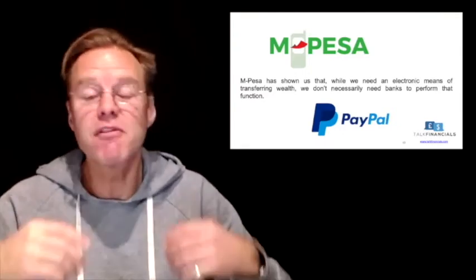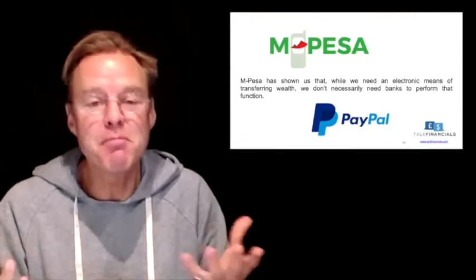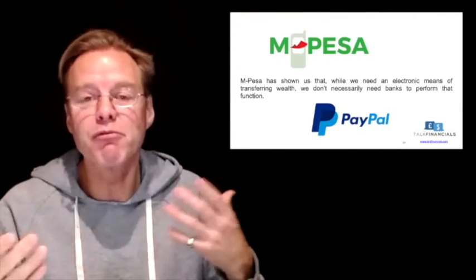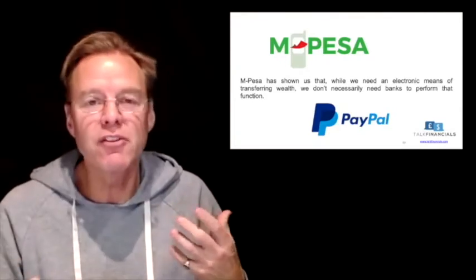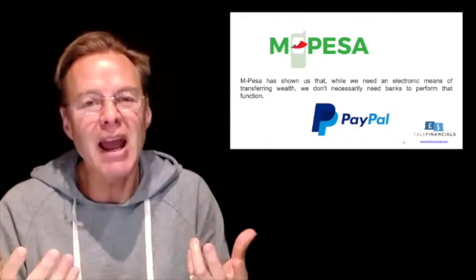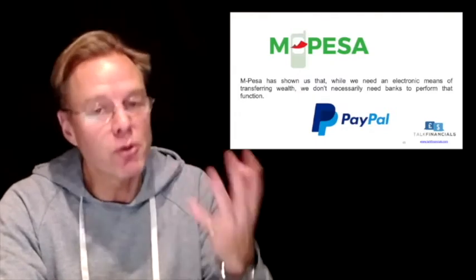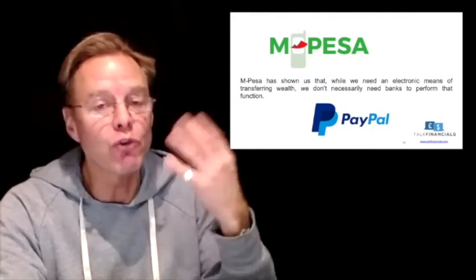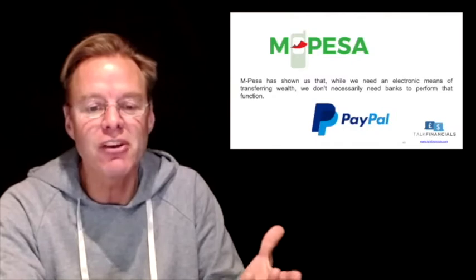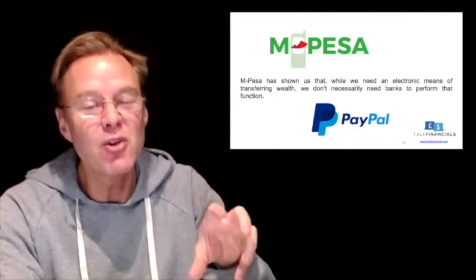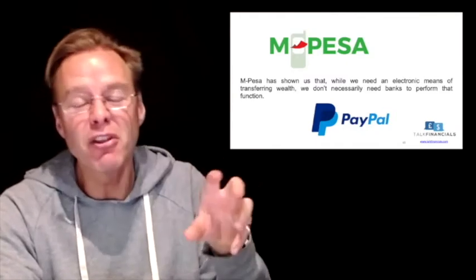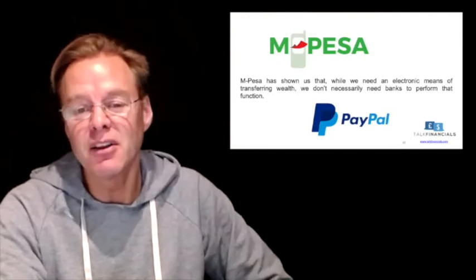Think about PayPal, for example, or Revolut. The ability for us to transfer our wealth through them. They're not actual physical banks, but they're a means of transferring wealth. Now, with PayPal, we are transferring dollars or pounds sterling or yen, and so on. But with M-Pesa, you could transfer the minutes rather than the actual dollars.